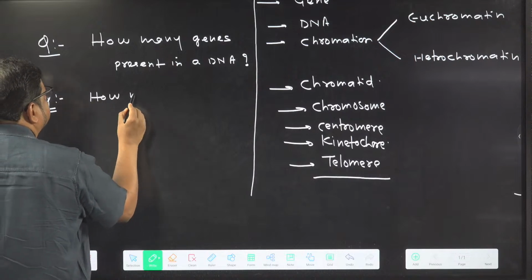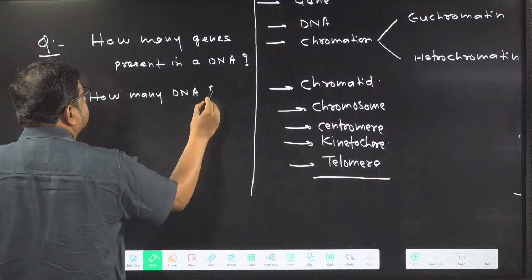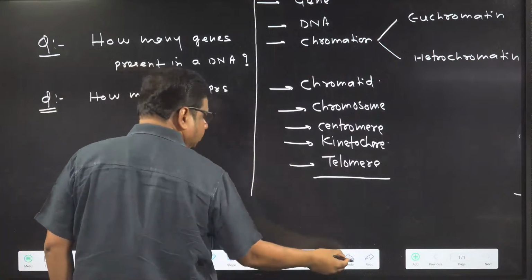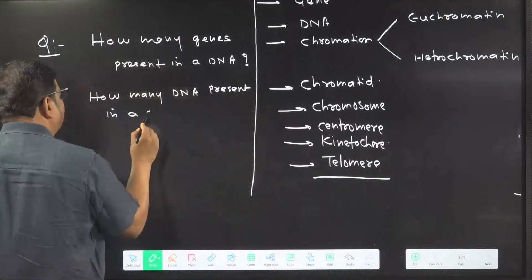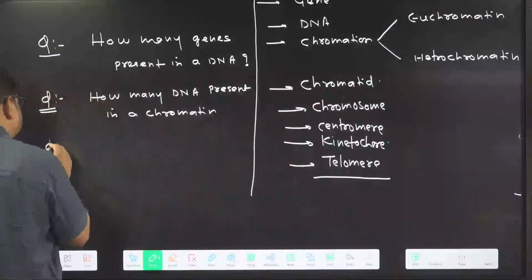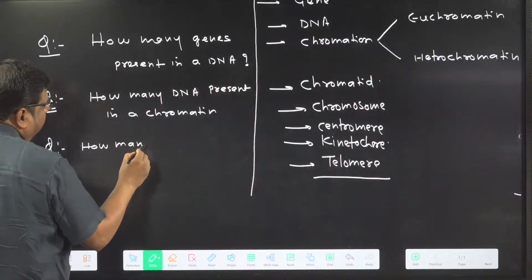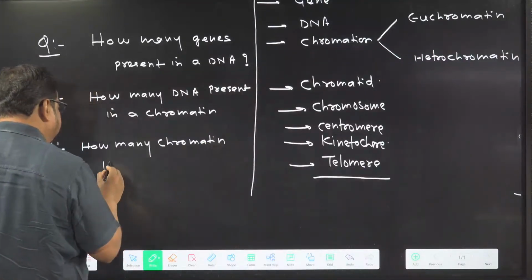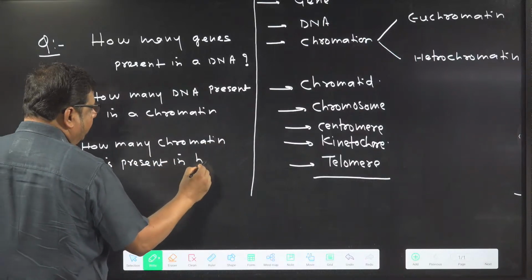How many DNA are present in a chromatin? Next question, how many chromatin is present in a human diploid cell?